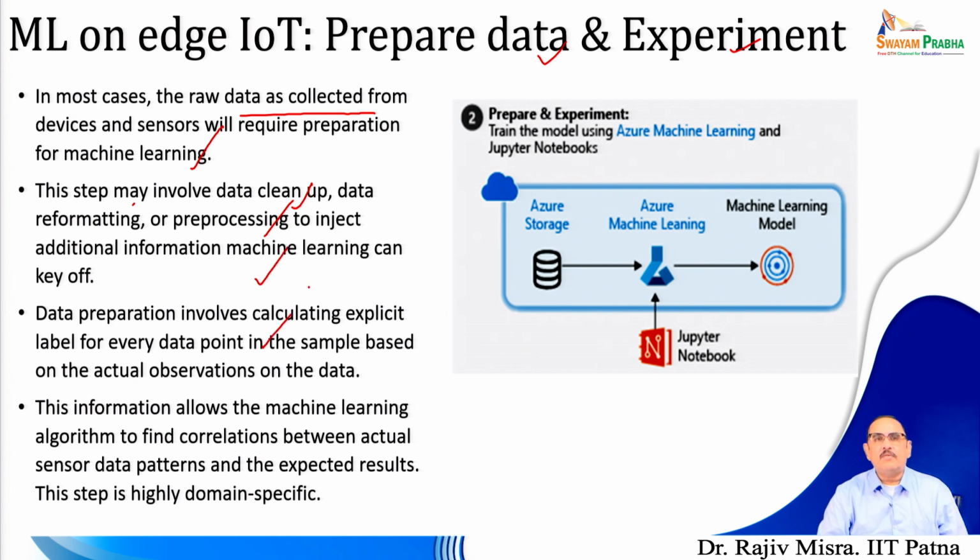The third step is about the data preparation, which involves calculating an explicit label for every data point in the sample, based on the actual observation of the data. This information allows the machine learning algorithm to find correlation between the actual sensor data pattern and the expected results, and this step is highly domain specific. Examples are shown over here for preparing and doing the experimentation, that is, training the model using Azure machine learning, because the data set is available in the storage in the cloud, and this will generate a machine learning model.